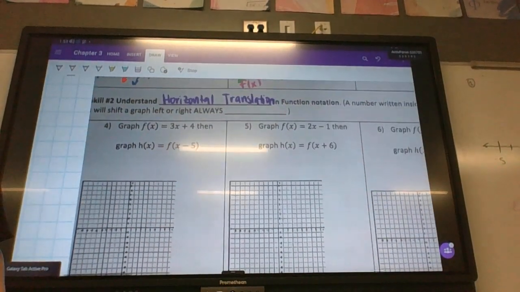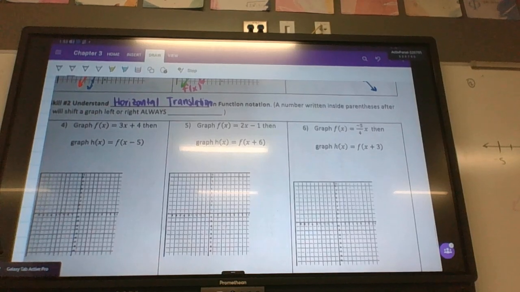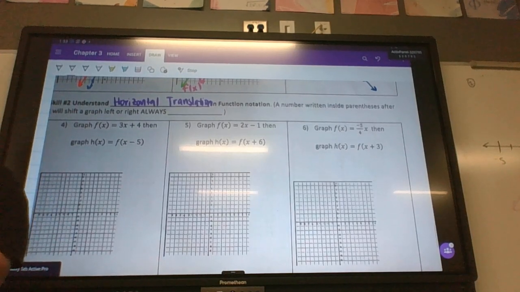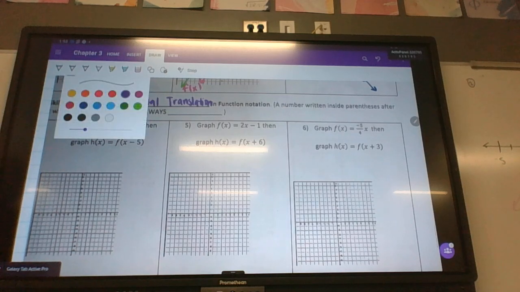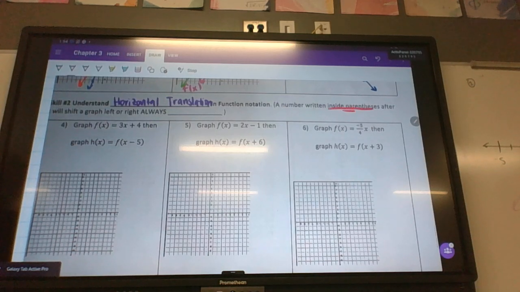Okay. So a horizontal translation is shown by a number written inside the parentheses after x. This will shift a graph left or right, always opposite. This word is translation. Translation.